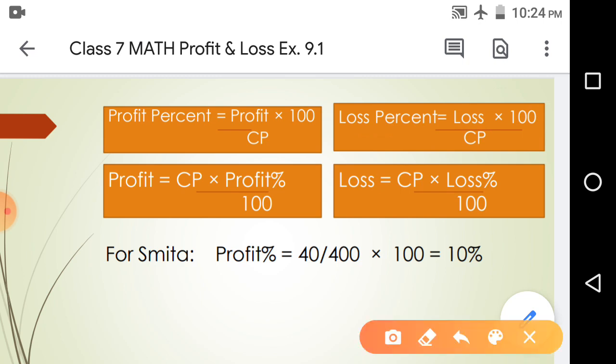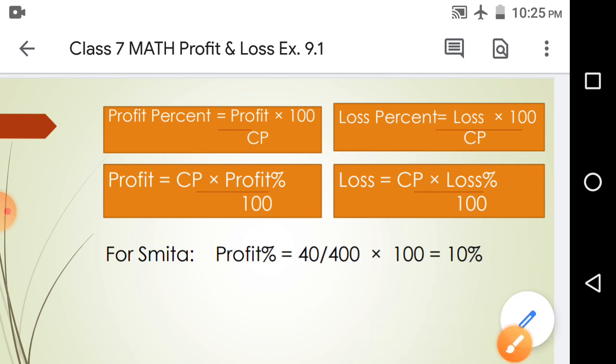Suppose that we have only the profit percent and we have to find out the profit. Then if we have the CP, we will directly write CP into profit percent by 100, or we can say the profit percent of this CP. If it is loss, then we will write loss is equal to CP into loss percent, whatever the loss percent is given, by 100. If you calculate this, we will get the net loss amount.